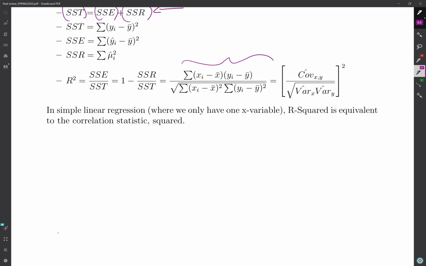We also have a second interpretation for this, but this only works for simple linear regression. This is actually equal to rho squared. That's where R squared comes from: rho squared, where rho, as you may remember, is the correlation coefficient. So basically this is very similar to correlation. It's just the squared correlation number.